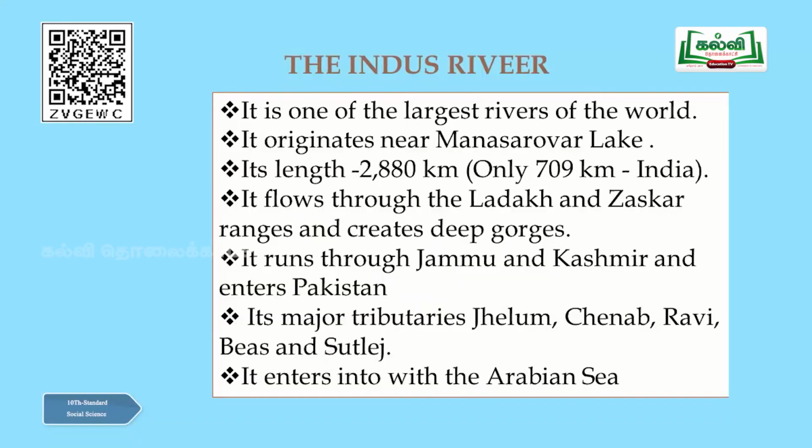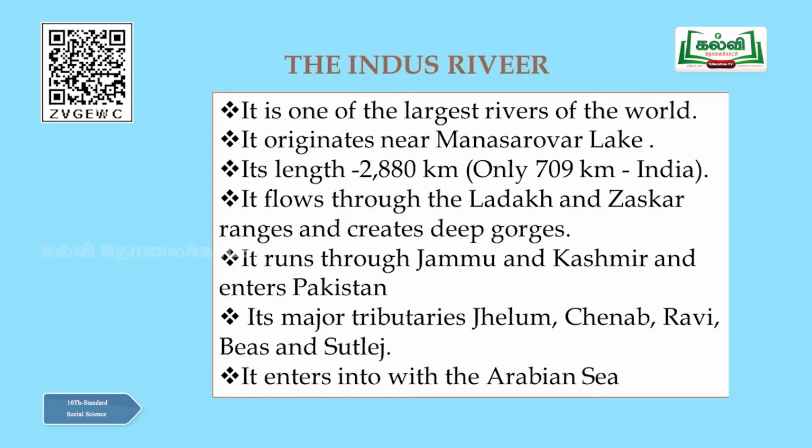The first river we are going to see among the Himalayan rivers is Indus River. It is one of the largest rivers of the world. It originates near Manasarovar Lake. Out of its total length of 2880 km, only 709 km passes through India. It flows through Ladakh and Zanskar range and creates deep gorges. Here, what do you mean by gorges? Gorges are nothing but a narrow valley which lies between 2 hills or mountain ranges.